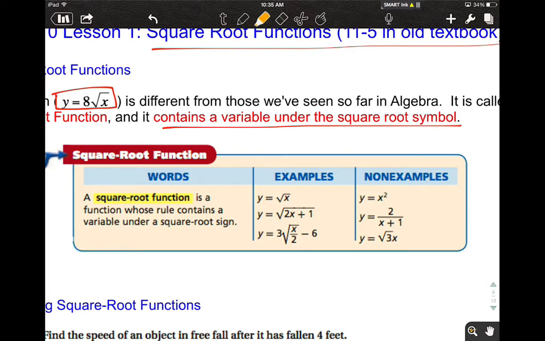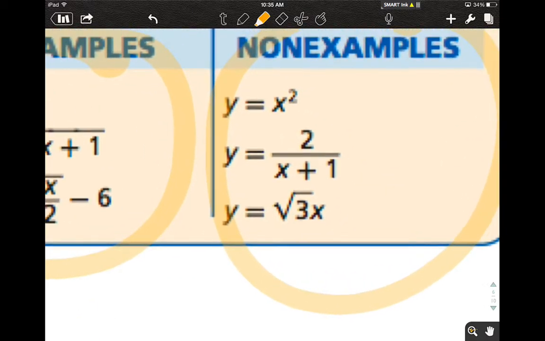Okay, and again, it is a function whose rule contains a variable under the square root symbol. Here are some examples of what they look like. Here are some examples of what they don't look like. Okay, what's going on with this third one? That one's kind of fun.